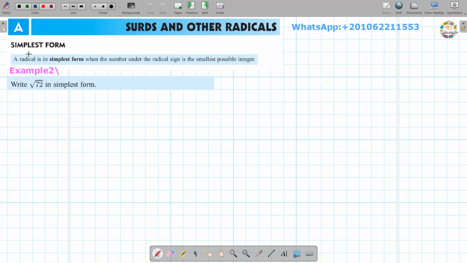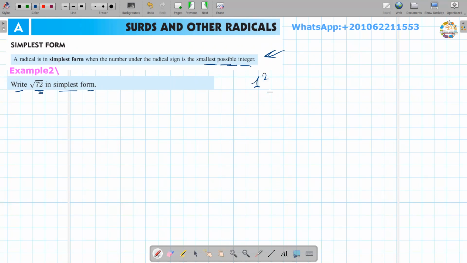Here we have another thought, which is the simplest form. A radical is in its simplest form when the number under the radical sign is the smallest possible integer. Let's understand this concept with an example. Here we have root 72, and we need to write it in the simplest form. You need to think about two values whose product should be 72, where one of them is the smallest possible integer and the other should be a square number.